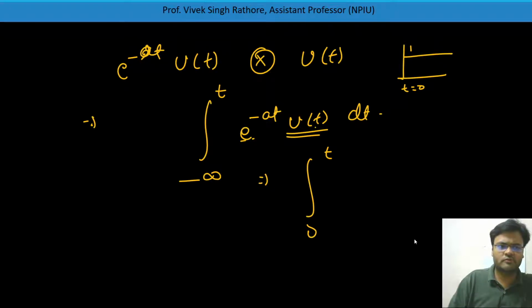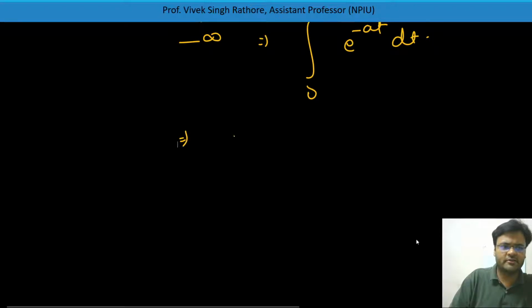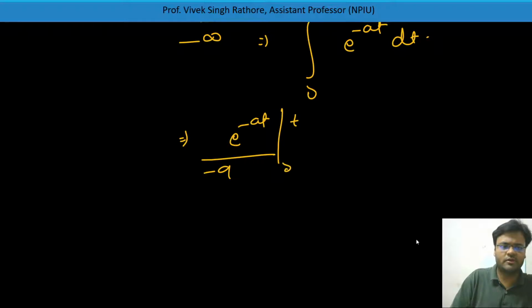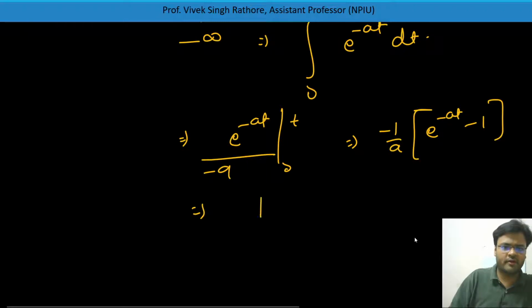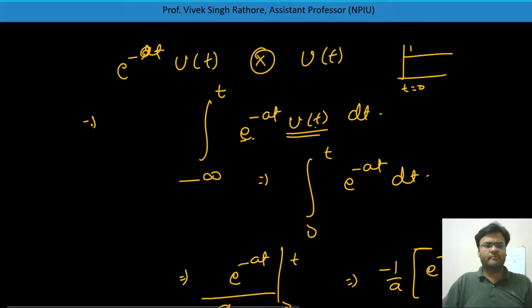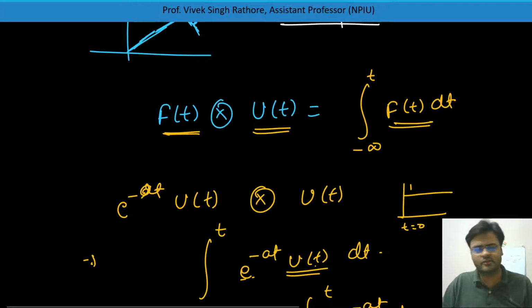So you can do the integral from 0 to t of e to the power minus a t dt, and there e to the power minus a t becomes e to the power minus a t by minus a, evaluated from 0 to t. It will come out as minus 1 by a, common, e to the power minus a t minus 1. So it will be 1 minus e to the power minus a t by a. This will be your answer. So see, mathematically also, convolution with u(t) is very easy, you just need to do integration only.